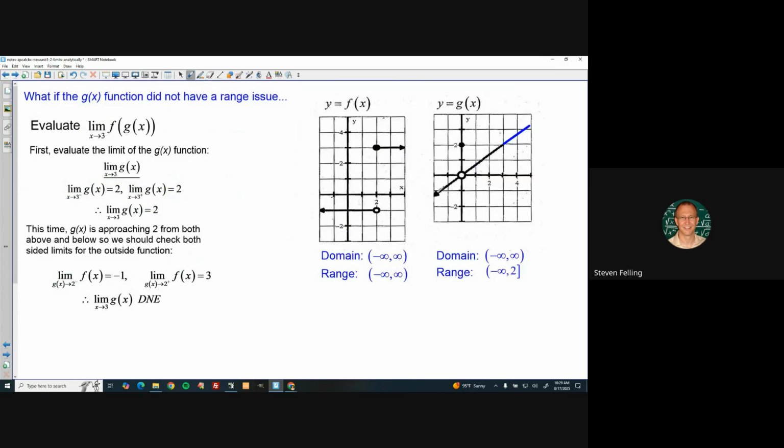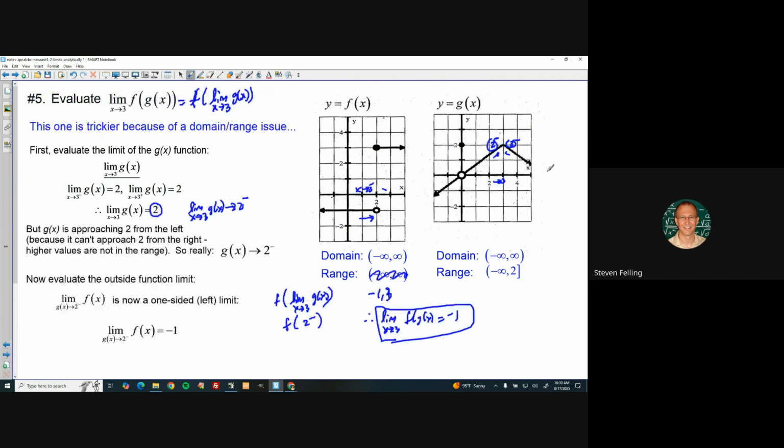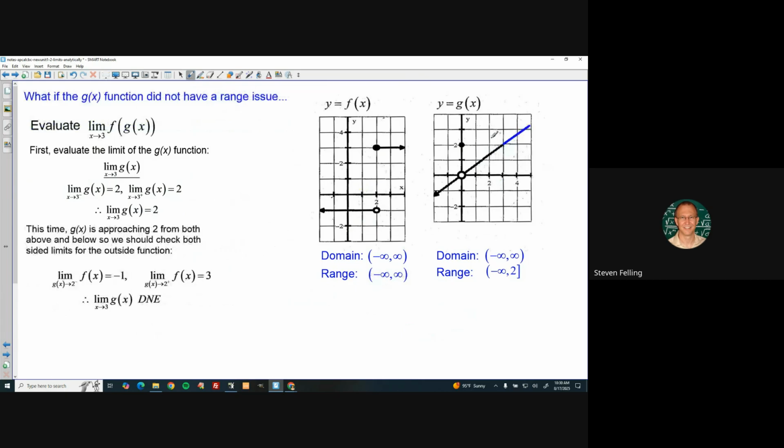Now let's change the problem a little bit. Same limit as x approaches 3 of f of g of x. But what if I change the graph of this to not bend down like it was over here? In other words, not have a corner there. What if we just made it a smooth continuous line like that? What would happen? Now the range is different. This range goes all the way to infinity.